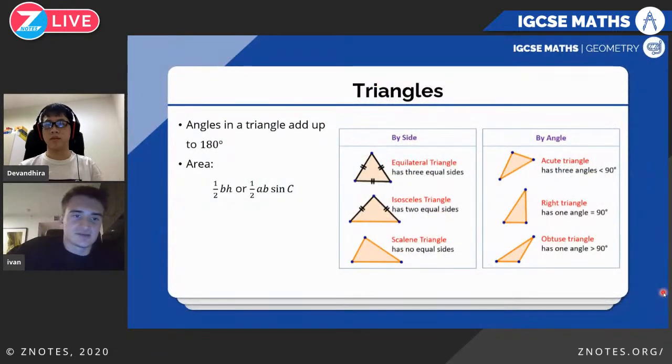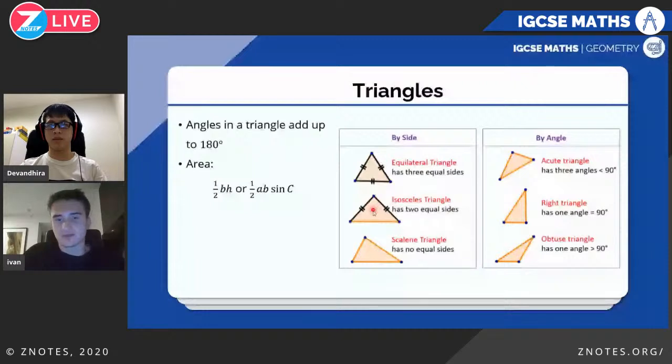So quick review of facts. Angles in a triangle add up to 180 degrees. I guess this is something we're all quite familiar with, so I won't elaborate more on that, but it's always useful to remember this. Area of a triangle is half BH or half AB sine C. So just to confirm the base times the height is the perpendicular height, so we'd have to draw a perpendicular here to calculate the area, and you can use Pythagoras or things like that to figure out what that height might be.